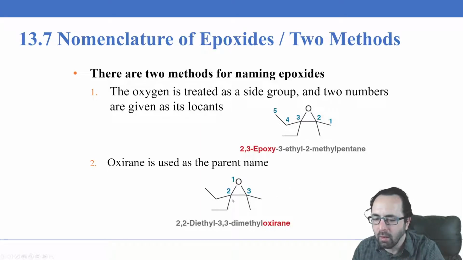But if you name it as an oxirane, then each of these are just substituents. So we're saying 2,2-diethyl, 3,3-dimethyl, calling the oxirane the parent chain. So oxygen is 1, number 2, number 3. I think that's kind of odd and different. This kind of follows our naming convention. I think this is the superior way of naming these epoxides.